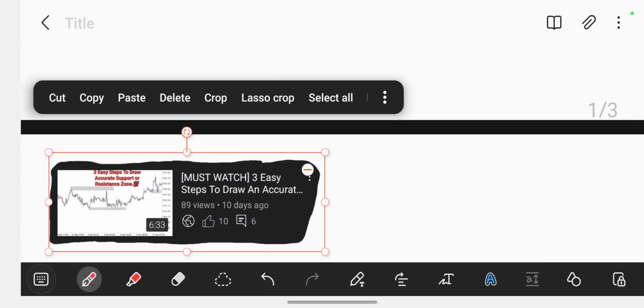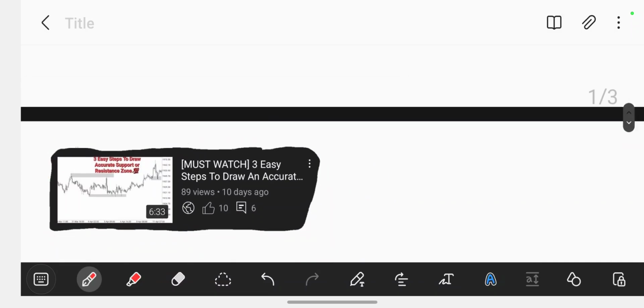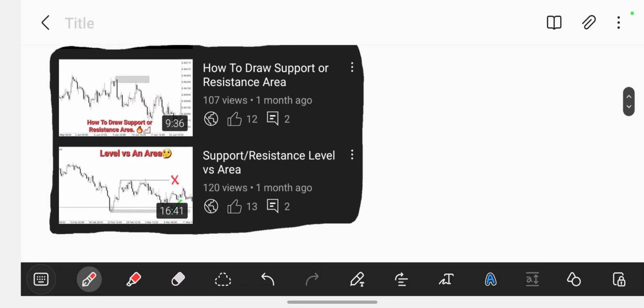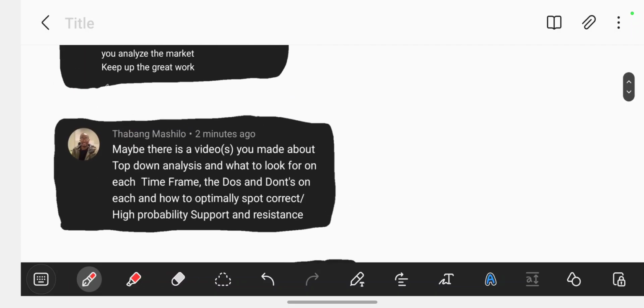So if you check out these 3 videos, they should sort you out as to how to identify them. But when we are marking the zone above and the zone below, it's different, because what you are saying here is a different story: how to optimally spot correct or high probability support and resistance. We don't care about the high probability or low probability. This is an area of support, whether it's high probability or not. The high probability one is only a component that we bring in when we are thinking of taking trades.